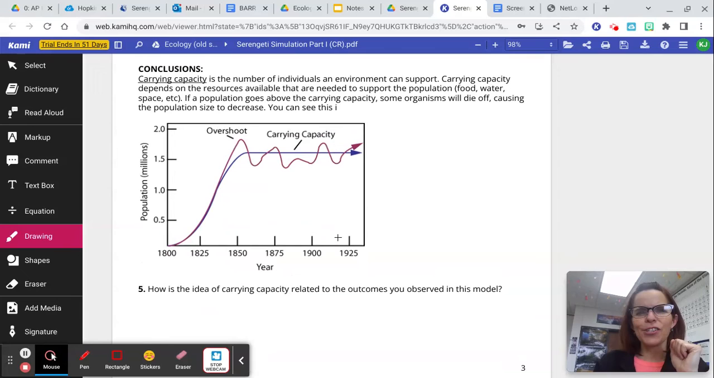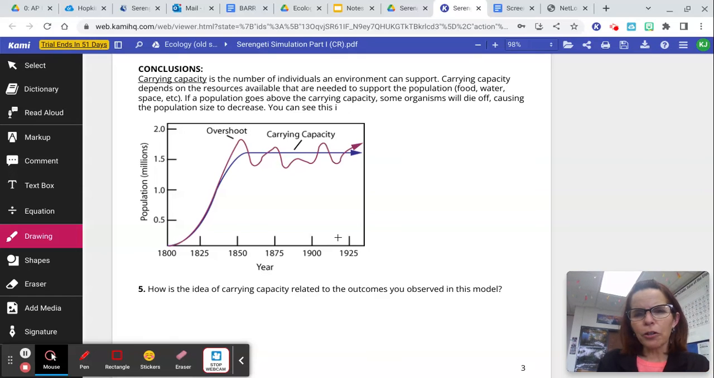All right, conclusions. We're almost done with this one. Carrying capacity. This is a term you need to know and you're going to use in your summative. Carrying capacity is the number of individuals an environment can support. Carrying capacity depends on the resources available that are needed to support the population, like food, water, space, all those kinds of things, grass in this case. If a population goes above the carrying capacity, some organisms will die off, causing the population to decrease. The words got cut off here, but they don't matter.